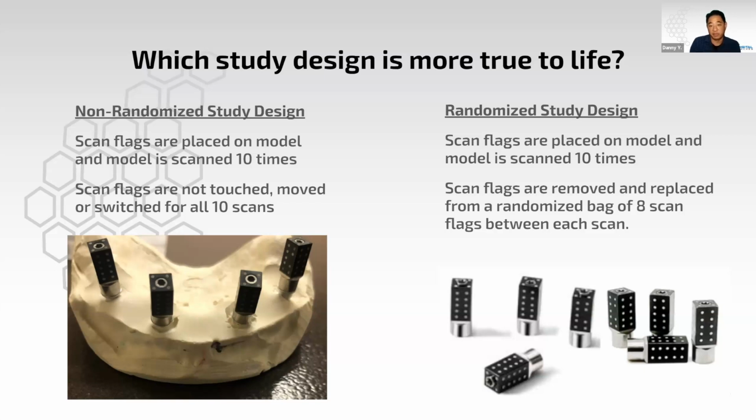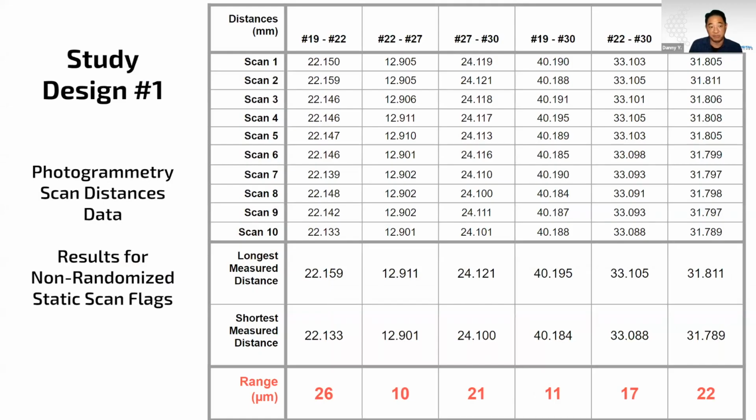But what we did differently, and what we were starting to teach some of the other large organizations when they're vetting these technologies, is what they should be doing. What we think is more true to life is a randomized study design. We're actually taking the scan bodies, putting them on, scanning it, randomizing in a bag of 8, and then putting 4 more on, scanning again, and doing that 10 times. Obviously the second one is more true to life because you're putting those onto the patient every single time. And you could see when you do a non-randomized study, the precision of these scans was extremely accurate.